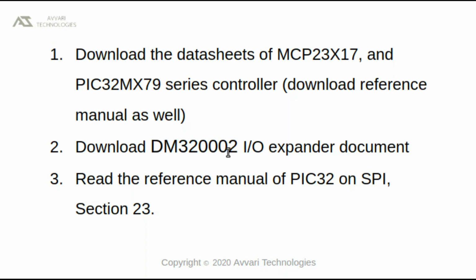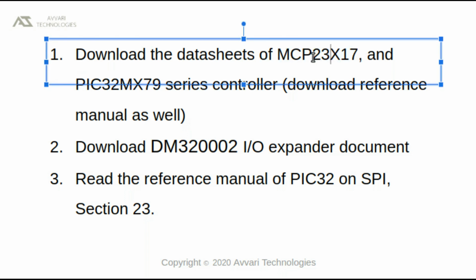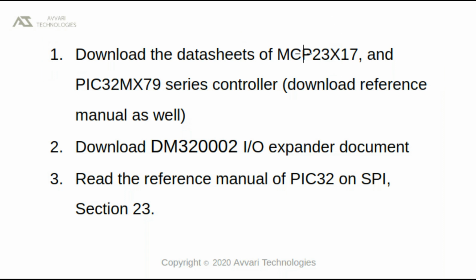There are some prerequisites. You need to download the datasheets of MCP23S17. MCP23X17 has two devices, one which supports the I2C protocol and one which supports the SPI protocol. You need to get the SPI version, which will be MCP23S17. We are using the PIC32 microcontroller, so you need to download the IO expander document that we will be using for PIC32. You must read the reference manual of PIC32 on SPI to get a better understanding of the workflow.